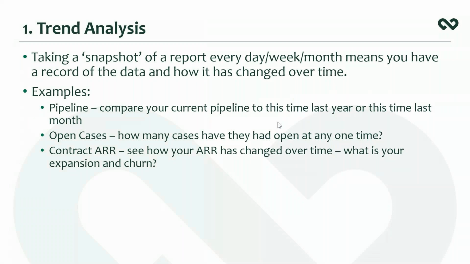With respect to trend analysis, because you're taking a snapshot of data from a report every day, week, or month, it means that you can compare how the record or the data from the report looked from one week to the next, and you can begin to see how it's changed over time, and therefore you can start to see trends. So some examples of that would be looking at the pipeline, creating what we'd call a pipeline progression chart, where you would see how the value of your current open opportunities has changed month by month.